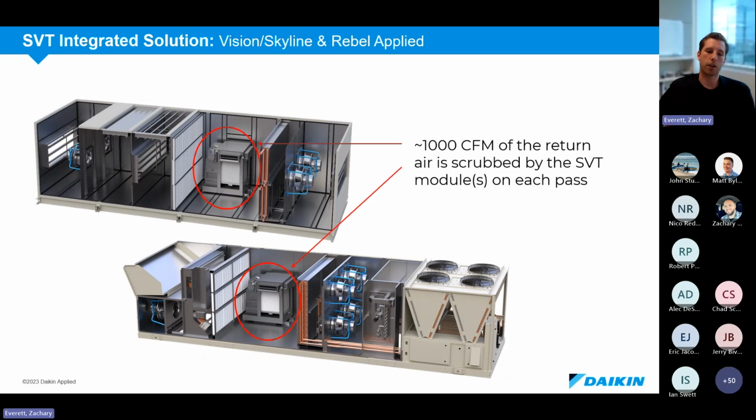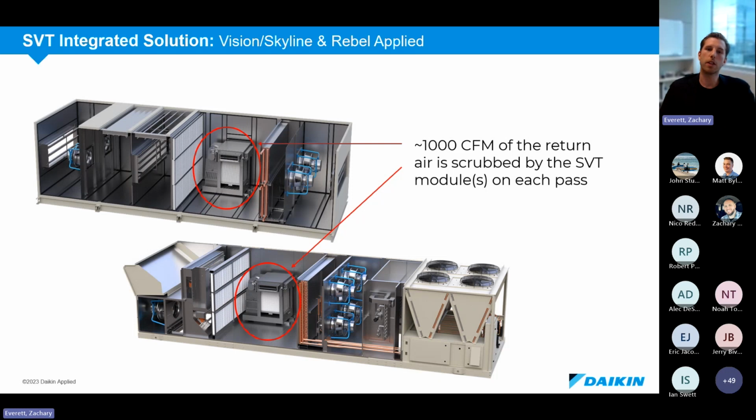So I mentioned our modules that have our sorbent filters are going to be located in the return airstream. They're also located against the outside wall, and they're processing 1,000 CFM of air through them at any given time.